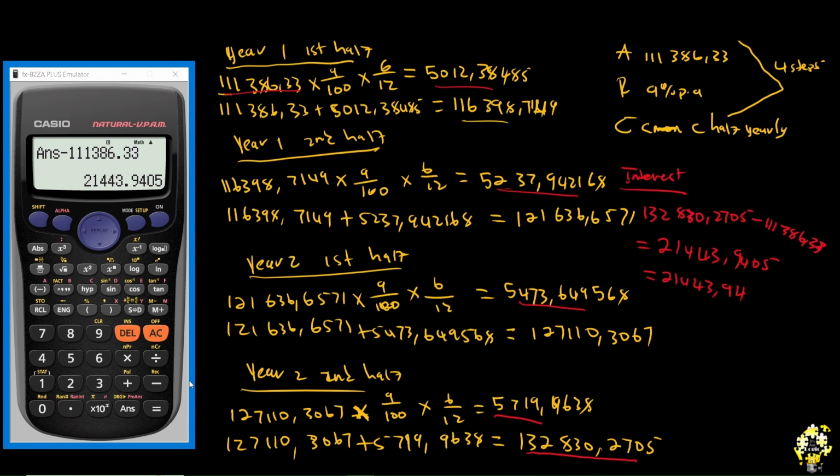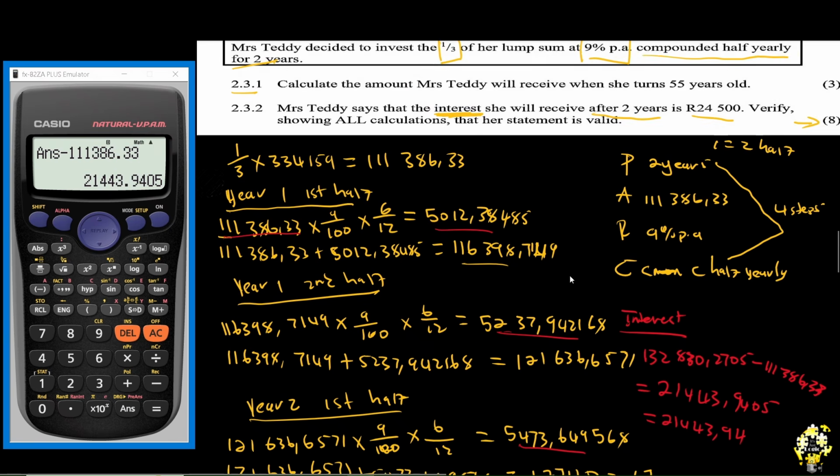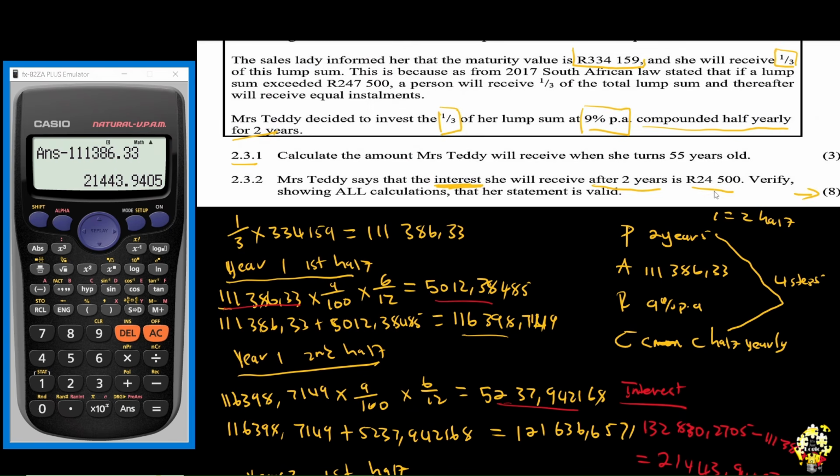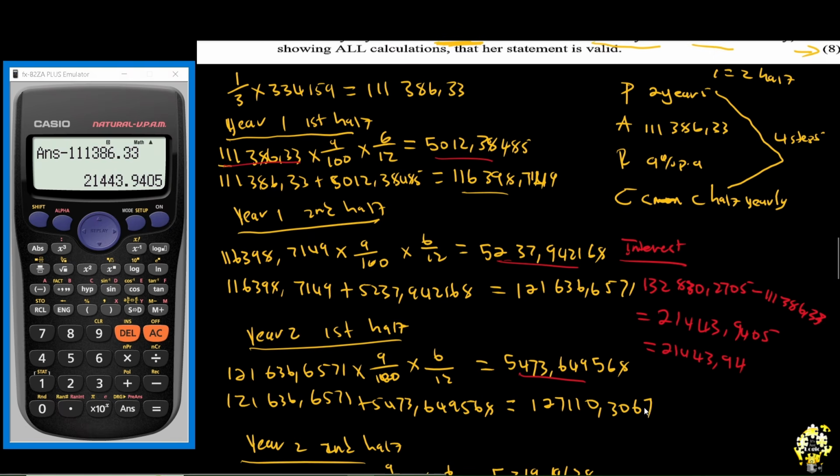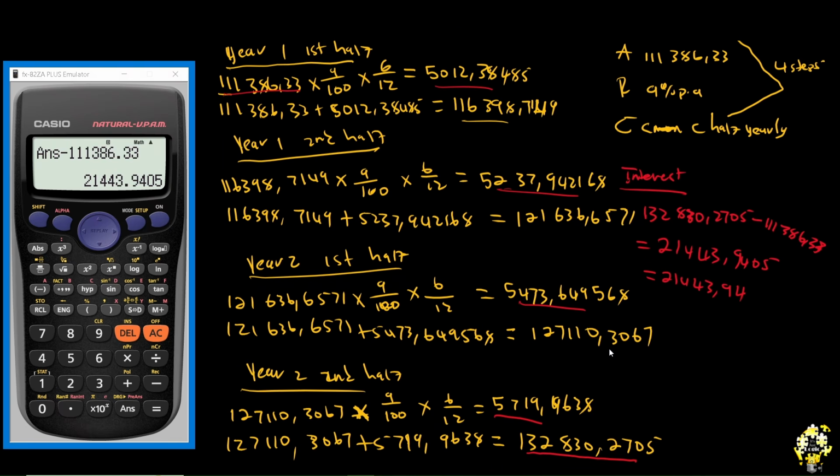Now the question is, is this statement valid? We have 21,443.94. She said she's going to get 24,500. But we are actually getting 21,443.94. So the statement is invalid. And that right there is your 8 marks. Now, we're not done. 5 extracts.